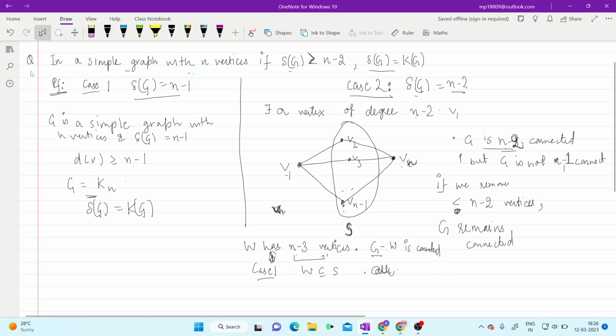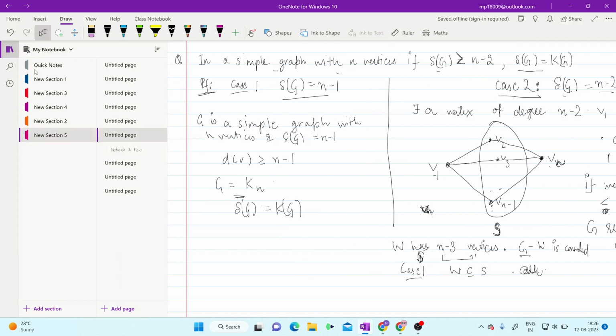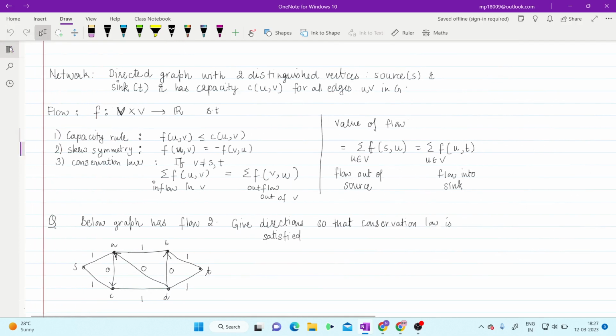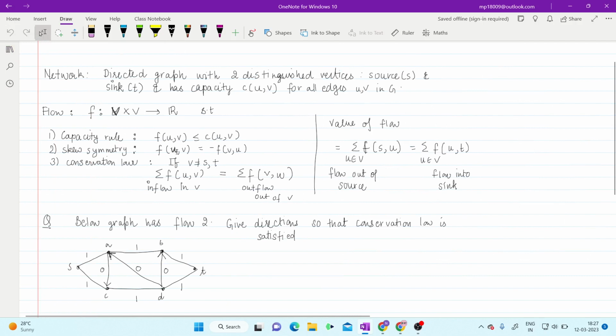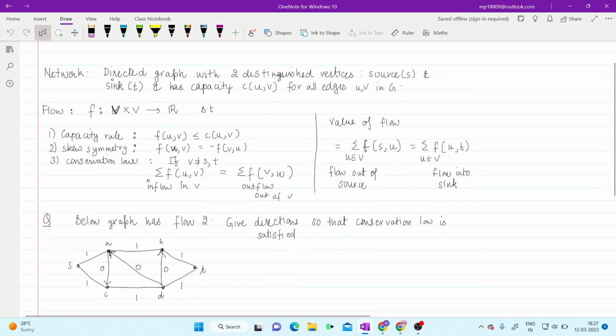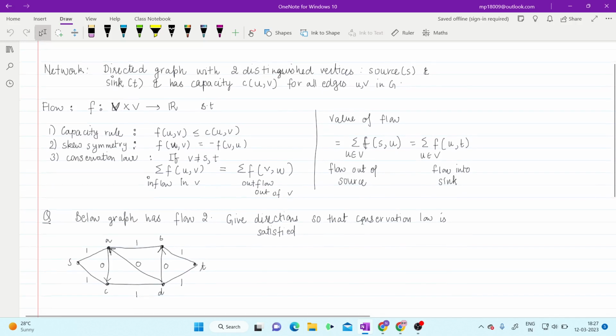Okay. Is this okay? So this was all on connectivity. Now, since we have some time left, I'll discuss one or two things about networks also. So first of all, what is a network?